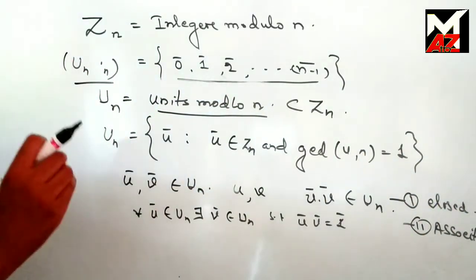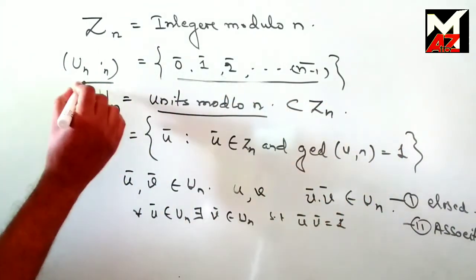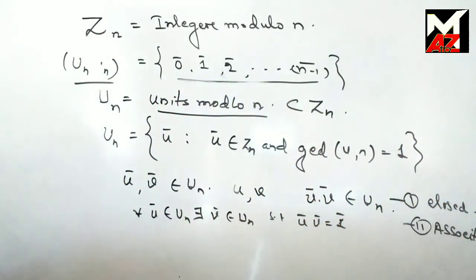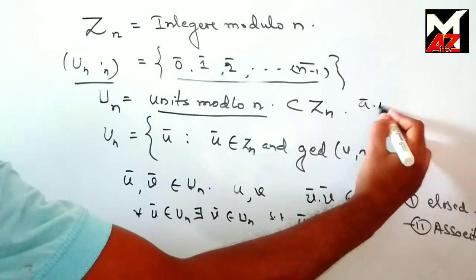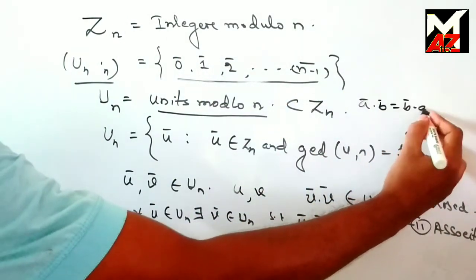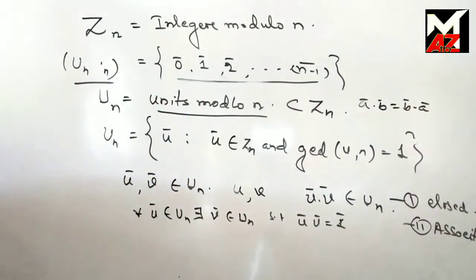Together with this, if we consider the abelian property, that is the commutative property, this also holds, because we know that in multiplication modulo n in Zn, A class into B class is equal to B class into A class. So this is a commutative group with respect to multiplication modulo n.